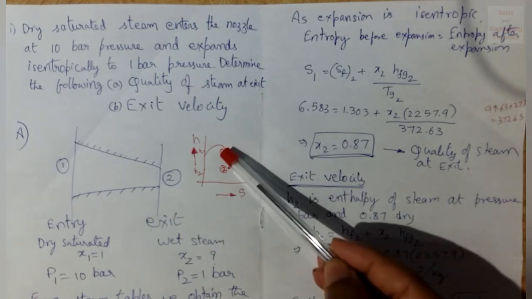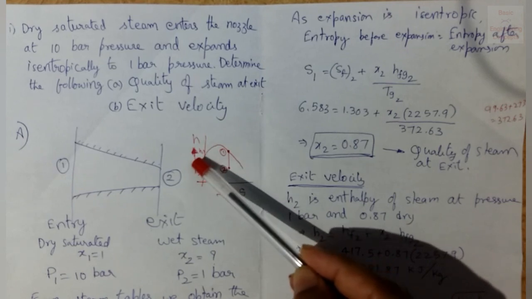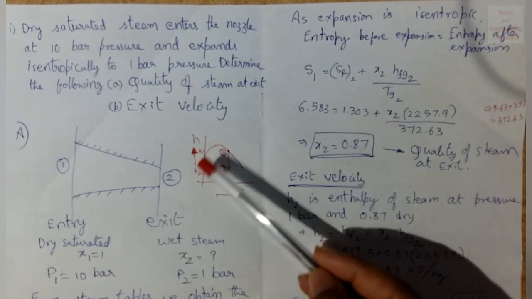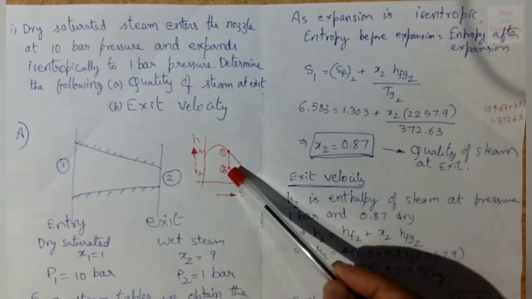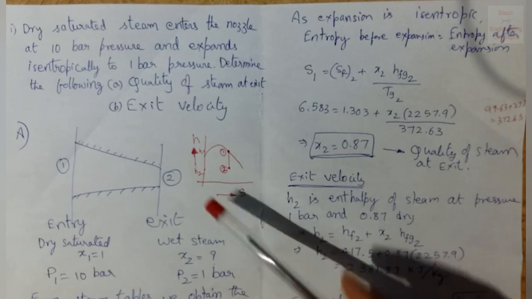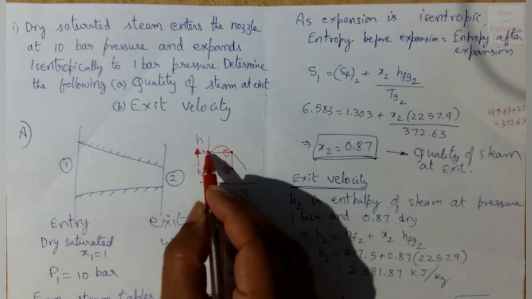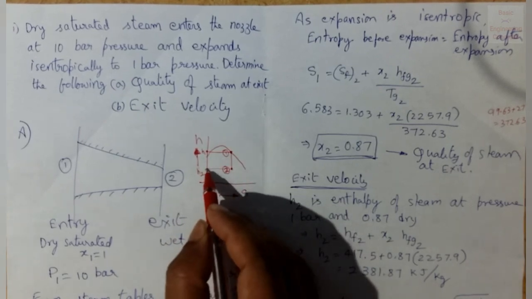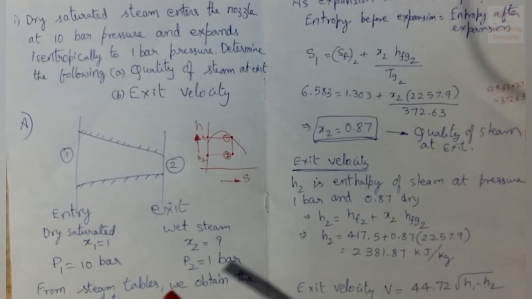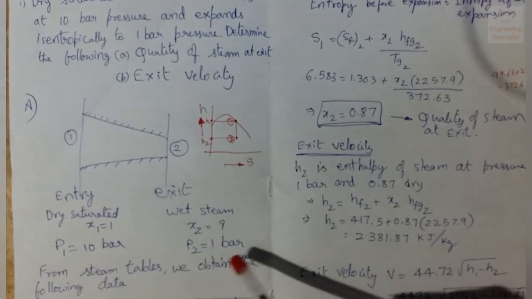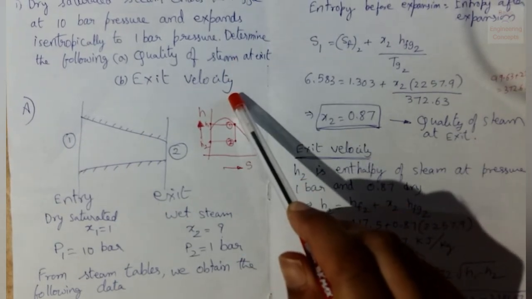So the value corresponding to point 1 is H1 and the value corresponding to point 2 is H2. H1 and H2 are enthalpies. Enthalpy at entry is H1, enthalpy at exit is H2. If you draw a line, it meets somewhere here. Now this is the question. We have to find the quality of the steam at exit and the exit velocity.